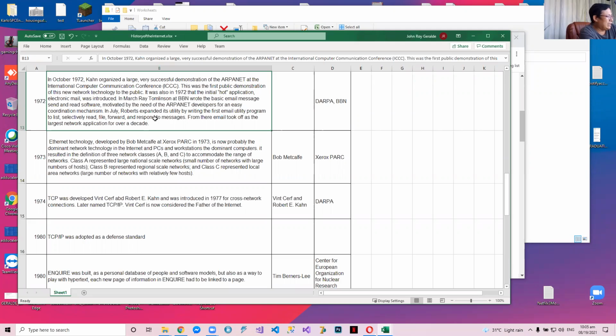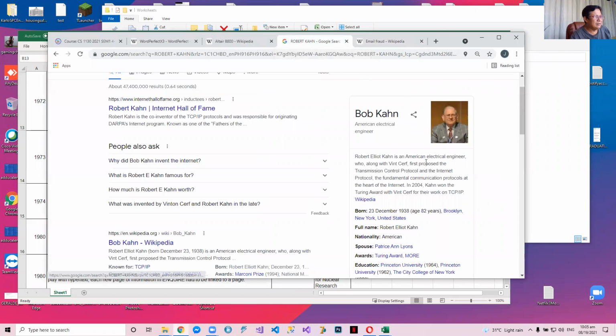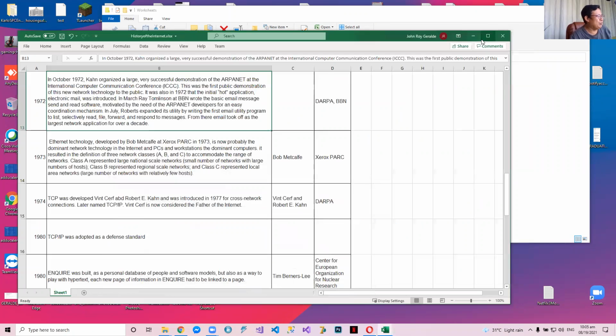Now, in 1973, Bob Metcalfe. Bob Metcalfe and Robert E. Kahn, remember their pair? Actually, Vint Cerf is the author of TCP/IP, who is considered to be the father of the internet. Bob Metcalfe was the person who classified the networks in 1973. He introduced the different classifications of networks like A, B, and C.